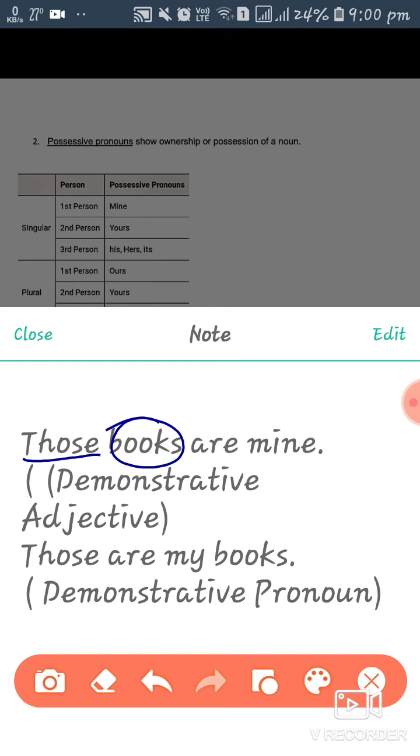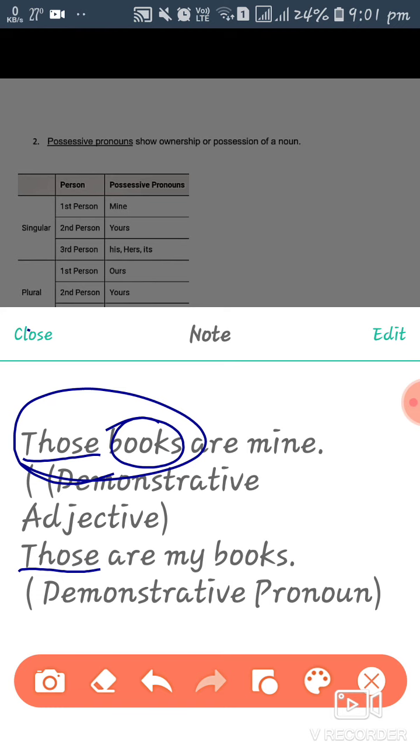Alright, in the second sentence, those are my books. Here the word those is pointing out the specific books. So it is a demonstrative pronoun. So remember always, whenever we are talking about possessive adjective, possessive pronoun, demonstrative adjective, demonstrative pronoun: the possessive adjective will always be next to the noun. The demonstrative adjective will always be placed next to the noun. But the demonstrative pronoun and possessive pronoun will not be placed next to the noun. Alright?